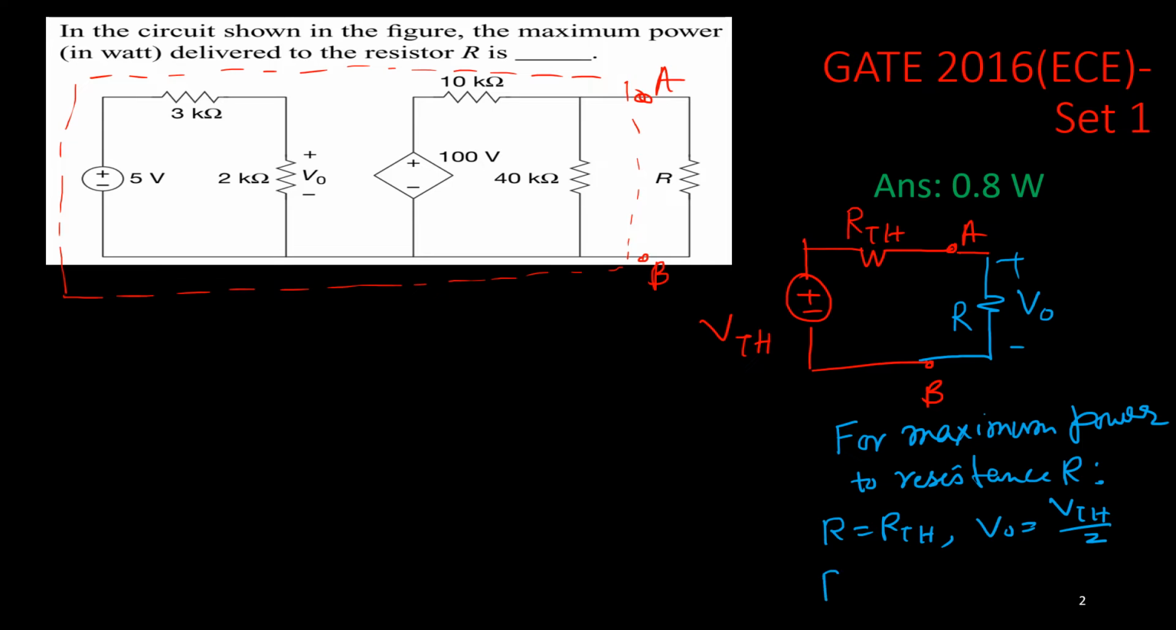So the maximum power will be V0 square upon R. In this case V0 is VTH by 2 and R is RTH. So can I write it is VTH square upon 2 square is 4, 4 RTH. So power P max is simply VTH square upon 4 RTH. So if we can find VTH and RTH, then our purpose is solved. We can find out the maximum power delivered to the resistance R.